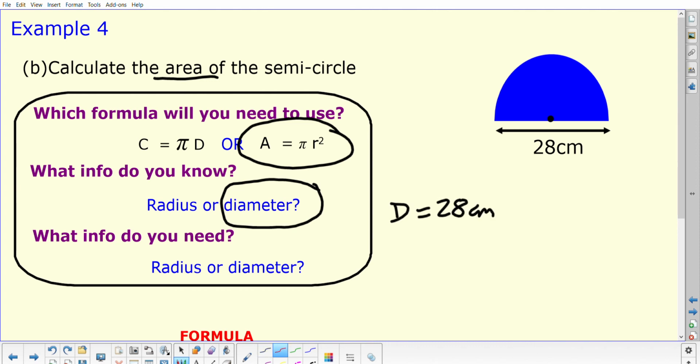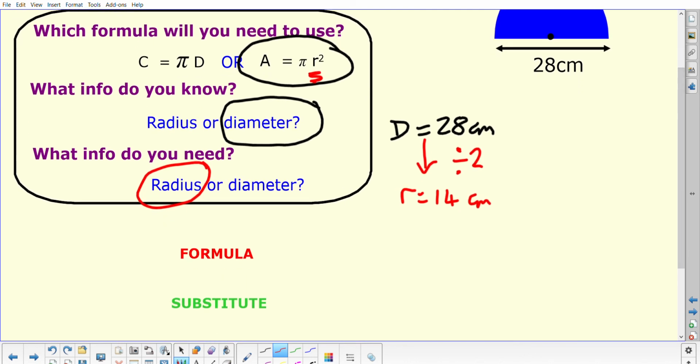However, what information do you need to use the area formula? You need the radius. So you're going to have to, first of all, halve that diameter to get the radius to be 14 centimetres. Once you've done that, you're then ready to start the question, and you're doing area equals pi r squared. Of course, because it's a semicircle, we need to remember to halve this calculation. So we're going to do area equals pi times 14 squared divided by 2.